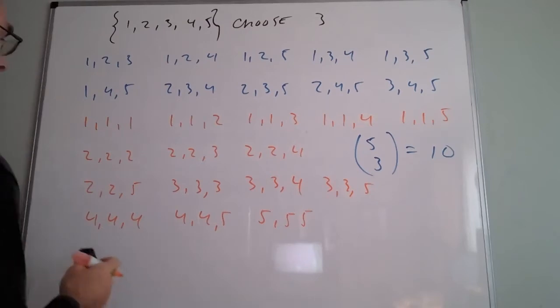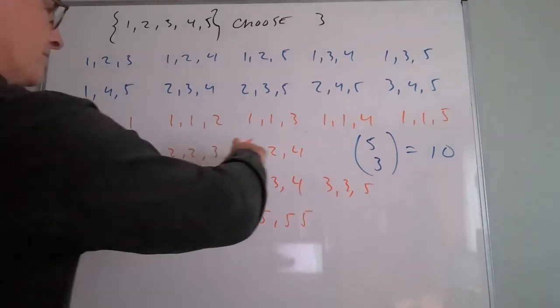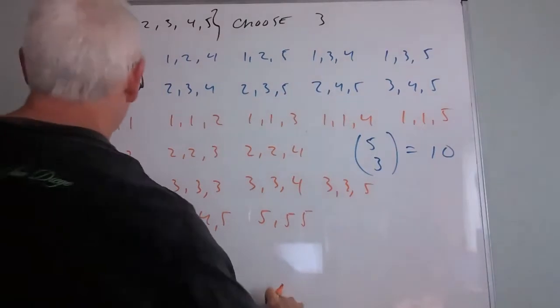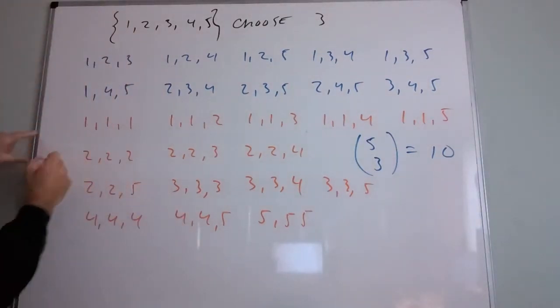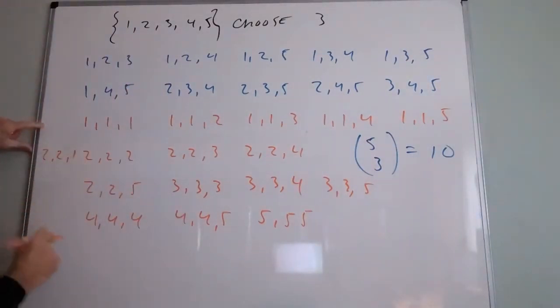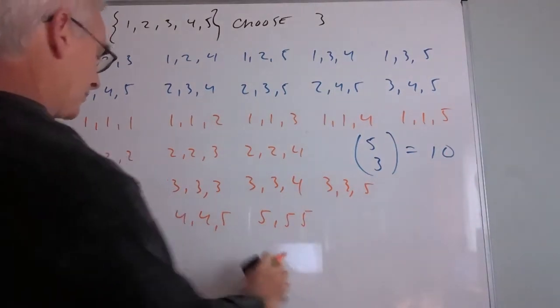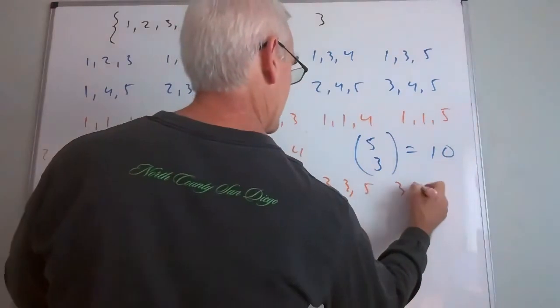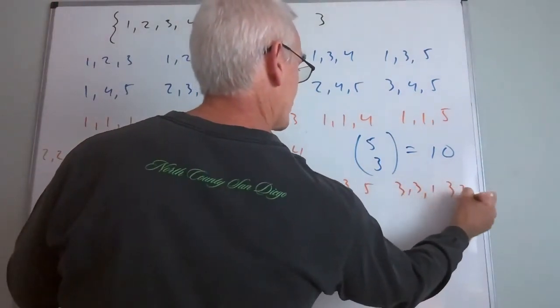Oh boy, I think I've left off a couple. See, 2, 2, 2, 2, 2, 3, 2, 2, 4, 2, 2, 5. Oh, I did leave one off. Sorry, 2, 2, 1. And then with the threes, I've left off a 3, 3, 1 and a 3, 3, 2.